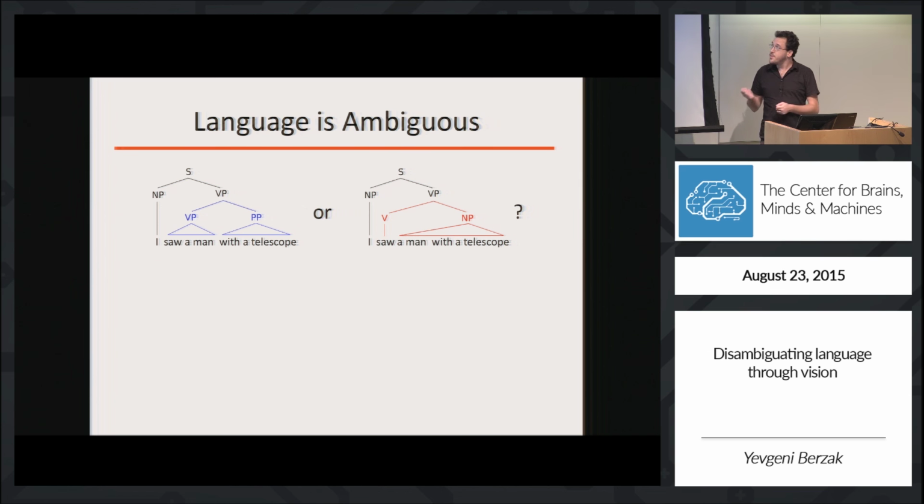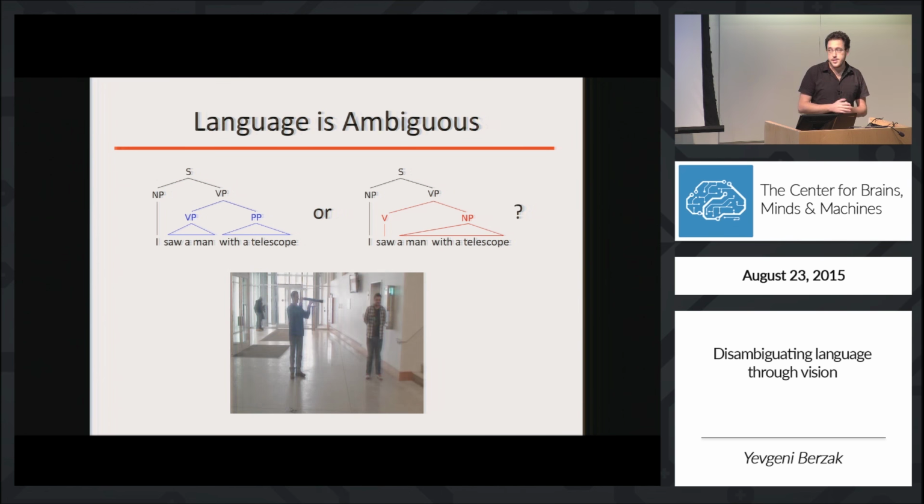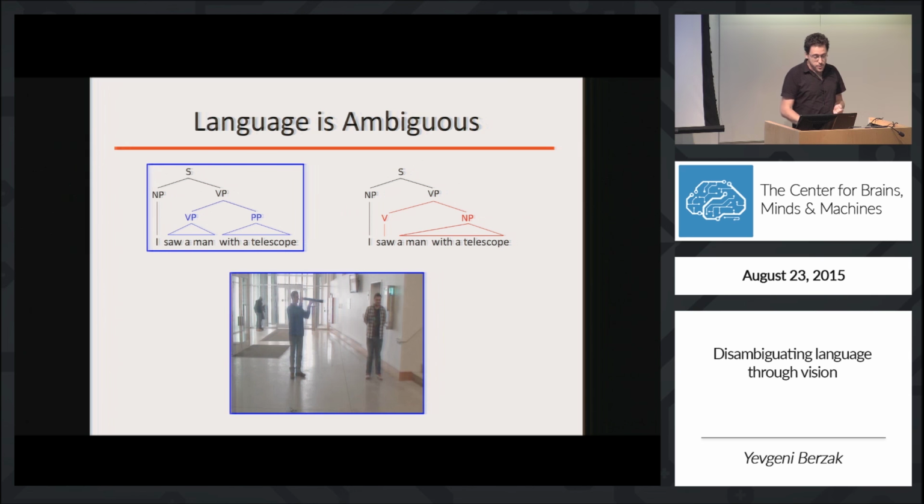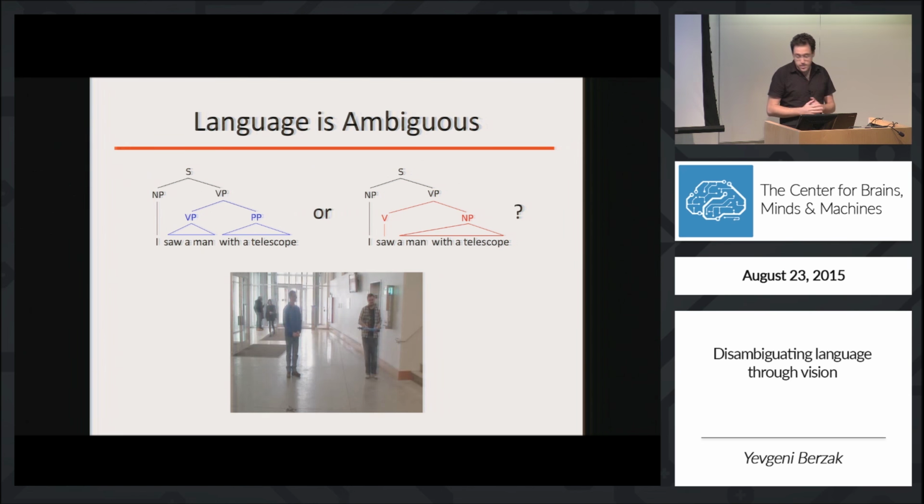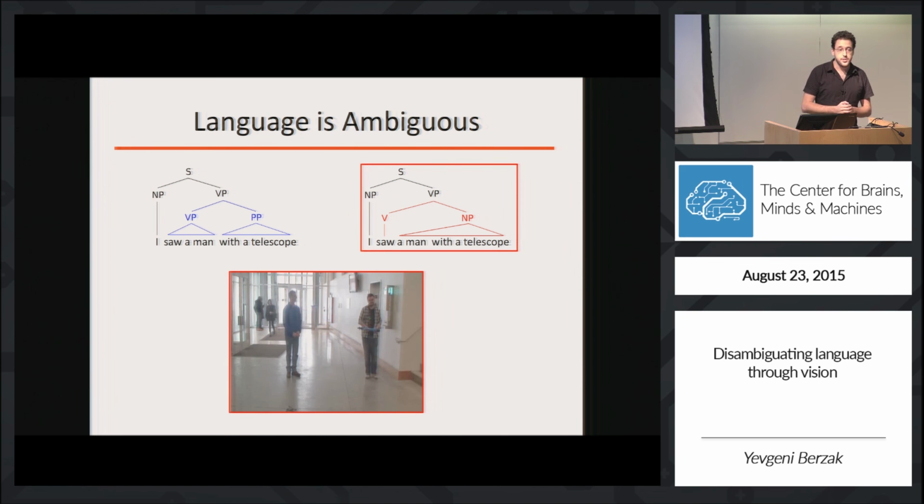How do humans disambiguate such sentences? Well, you can use different strategies. You can use linguistic context. You can use world knowledge. We're going to use perceptual context. Now, what do I mean by perceptual context? I mean something like this. So now that we see that Danny is holding a telescope, he's using it to look at Andre, we know that the first interpretation is correct. On the other hand, if we see Andre with the telescope, then we know that the second interpretation is correct.